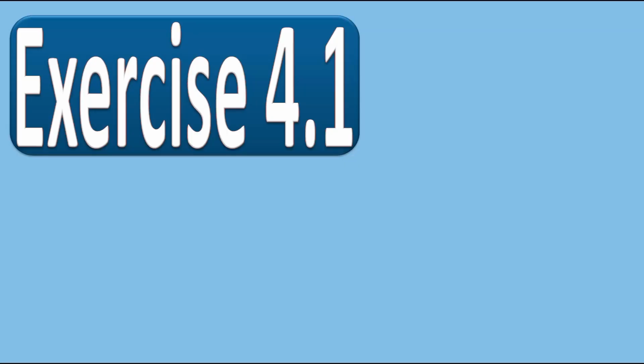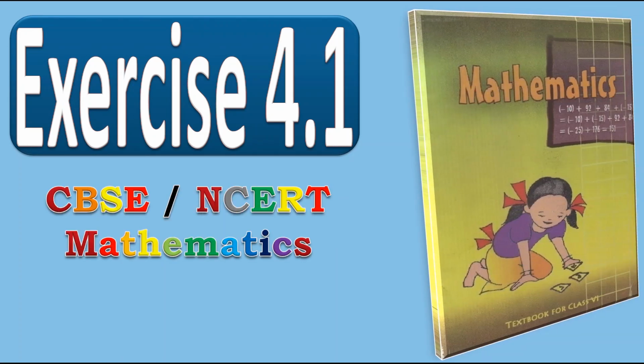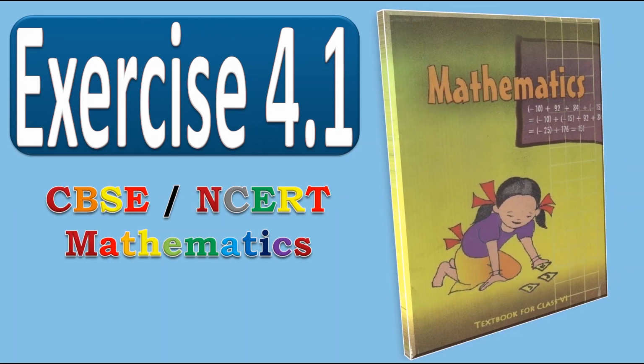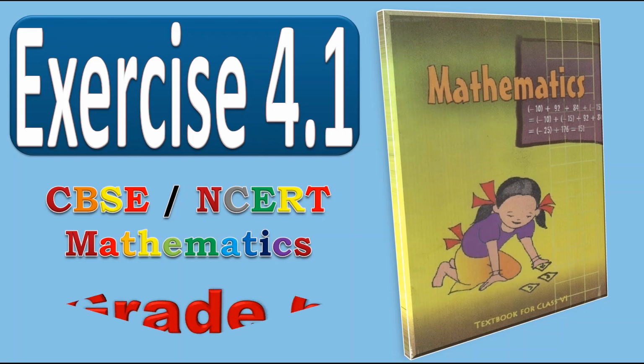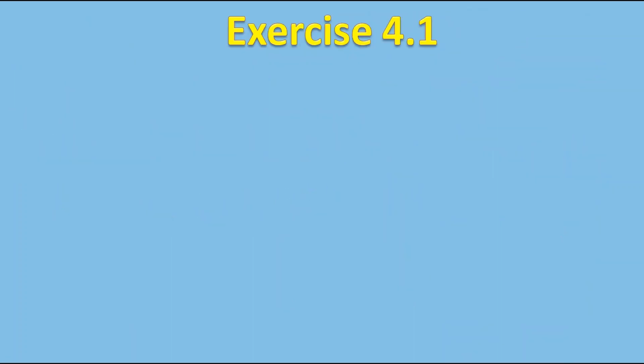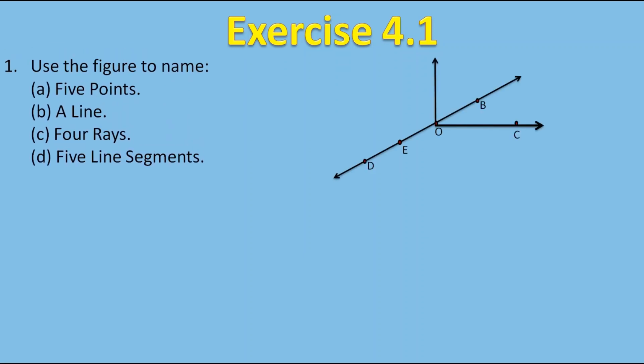Hello my dear students, today we will solve exercise 4.1 from the textbook of CBSE board NCERT Mathematics of grade 6. So let's start. Exercise 4.1. Here this is the first question. Use the figure. We have to use this figure and we have to name 5 points, a line, 4 rays and 5 line segments.